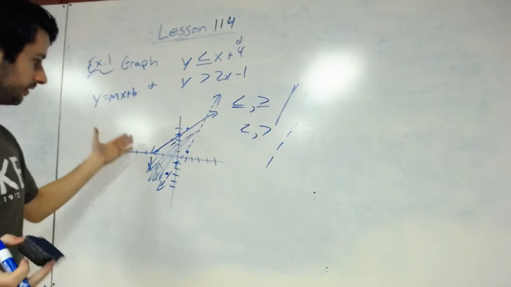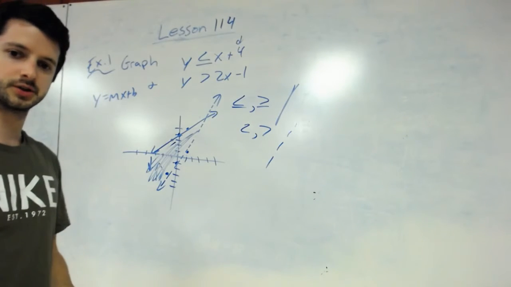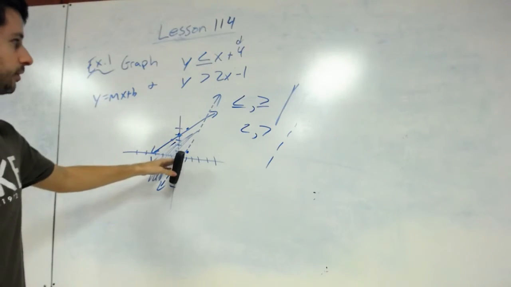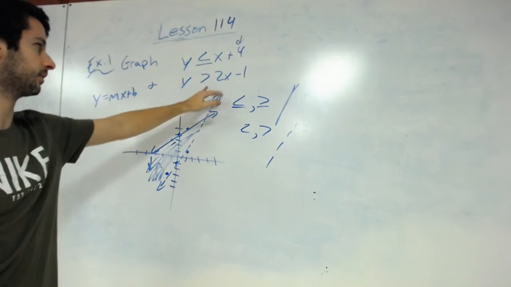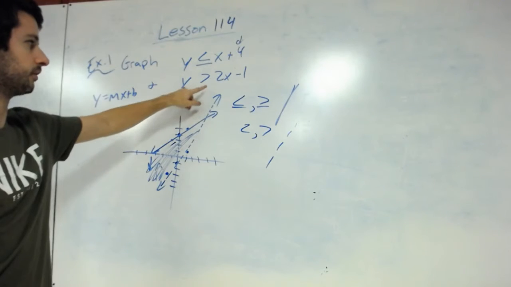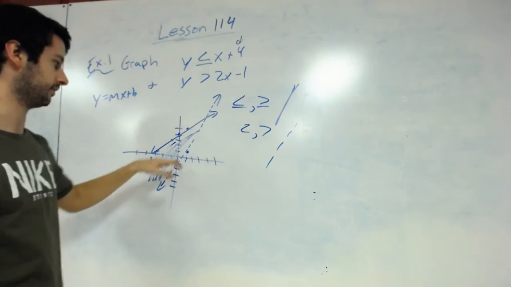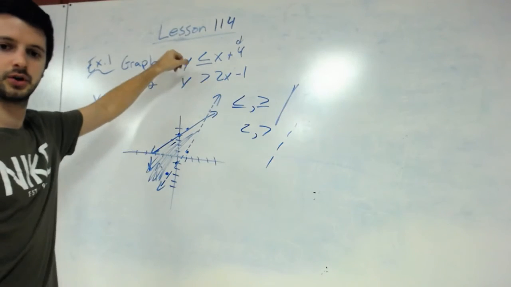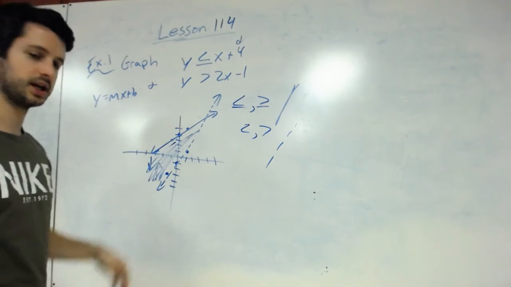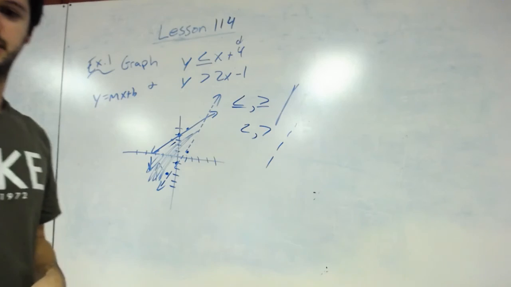If you want to figure out if your solution works or not, you can plug in a coordinate for each one and make sure, if you plugged in 0 and 0, that 0 would be greater than 0 minus 1. So the origin satisfies that equation. We already know that it works for that one. So we shaded in the proper region. That's how you graph inequalities.